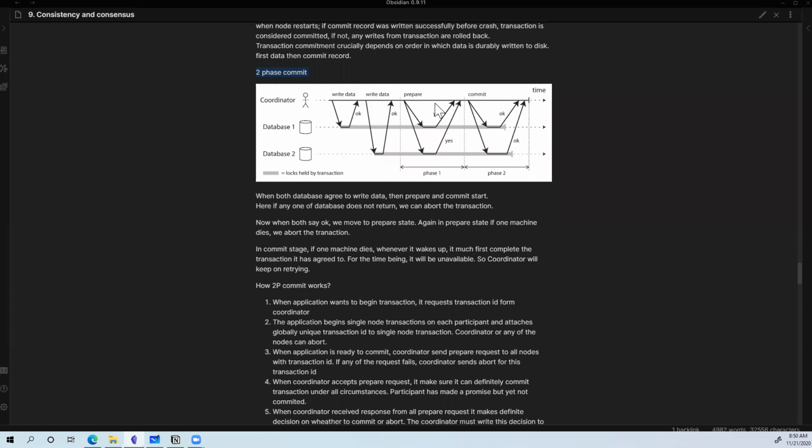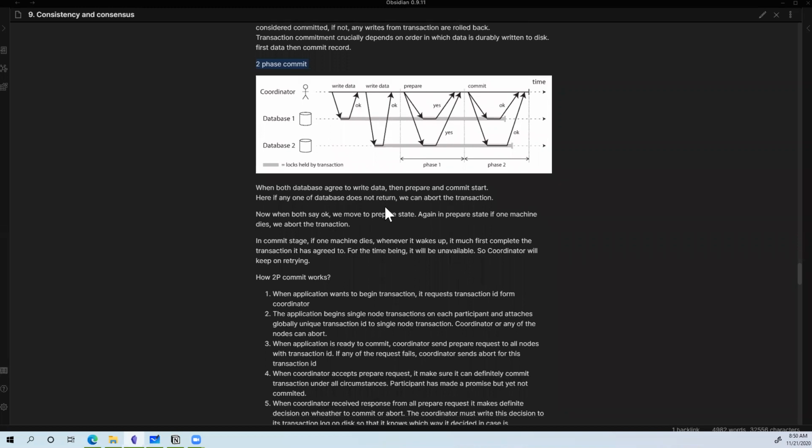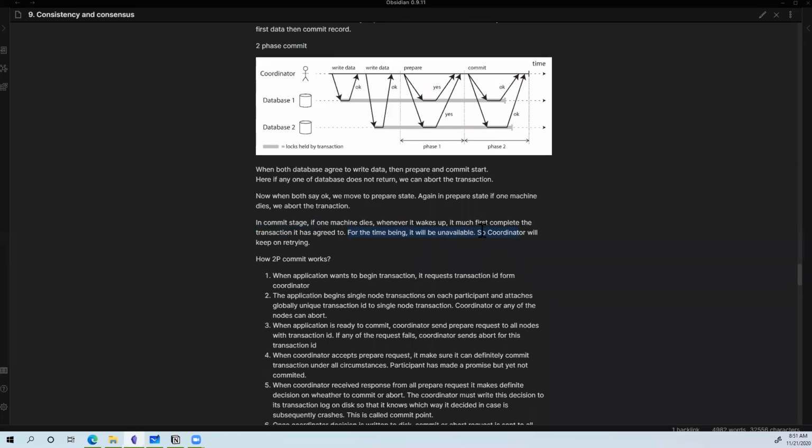Up till these two states, if one of the databases does not return, we can abort the transaction. But in the commit stage, if one of the machines dies, whenever it wakes up, it must first complete the transaction it has agreed upon. So if this machine dies before actually starting to respond to the customer request, first it has to complete the transaction that it has agreed upon. So for that time being, that node will be unavailable. And during that time, the coordinator will keep on retrying.